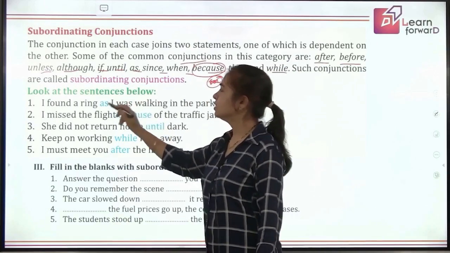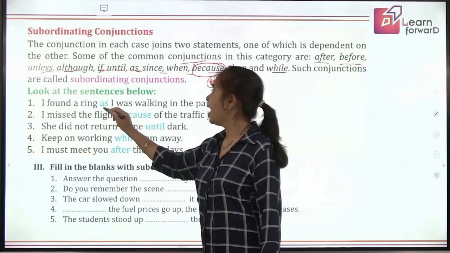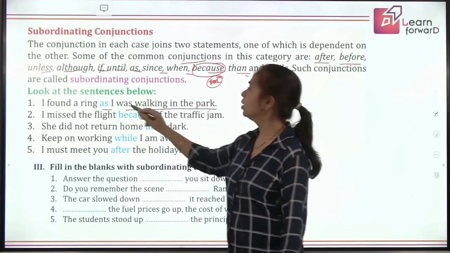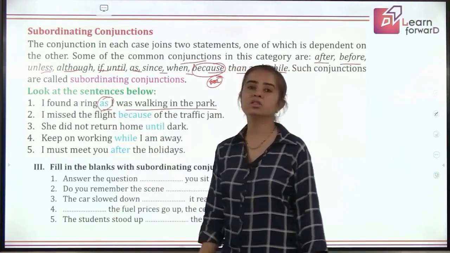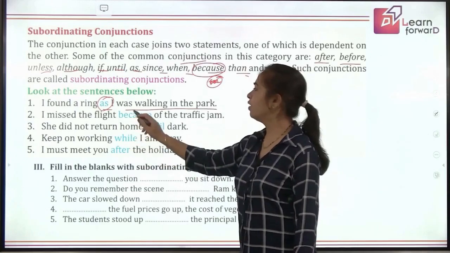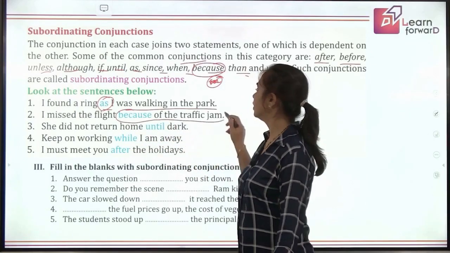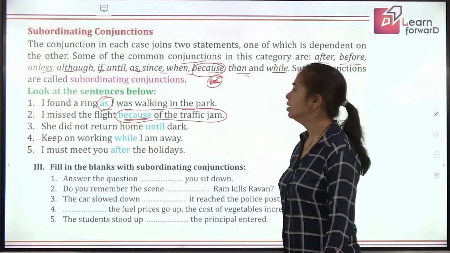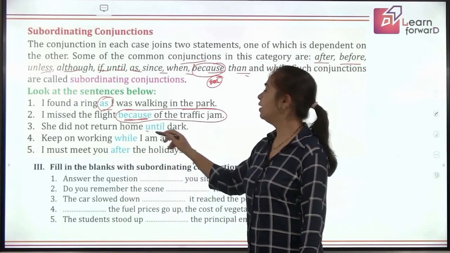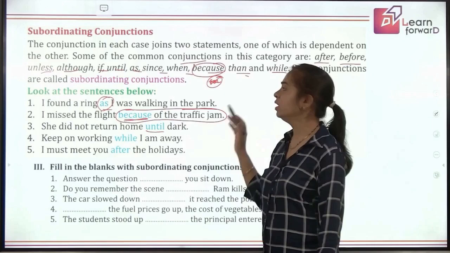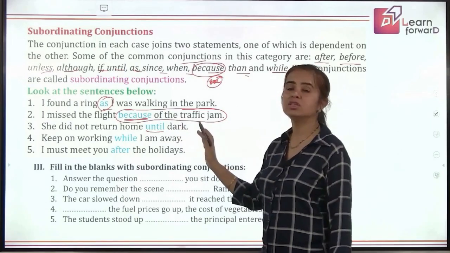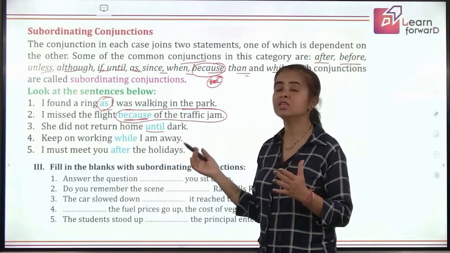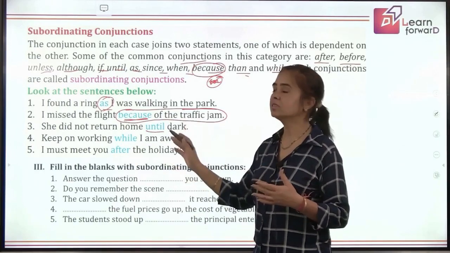Now look at these sentences. I found a ring as I was walking in the park. So you get a subordinating clause because you have a subordinating conjunction here. I missed the flight again because of the traffic jam. So you get a subordinating conjunction here. She did not return home until dark. So that is again, you mean to say until it was dark. So what until it was dark? That doesn't give you a complete sense. It needs some support.